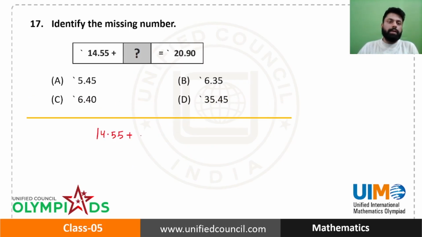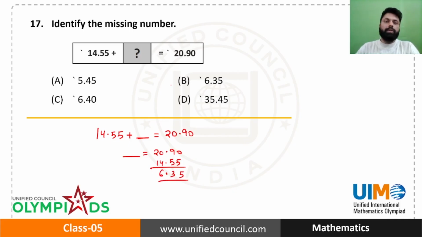Identify the missing number. 14.55 plus something is equal to 20.90. So this value is equal to 20.90 minus 14.55. 10 minus 5 is 5. 8 minus 5 is 3. This is 6.35. B option is the correct answer.